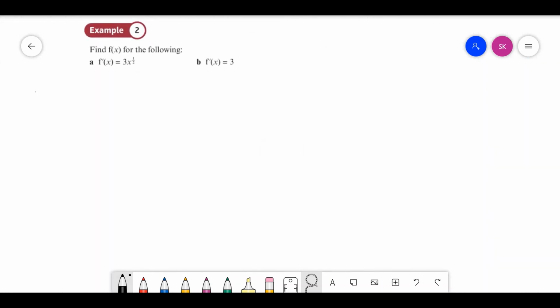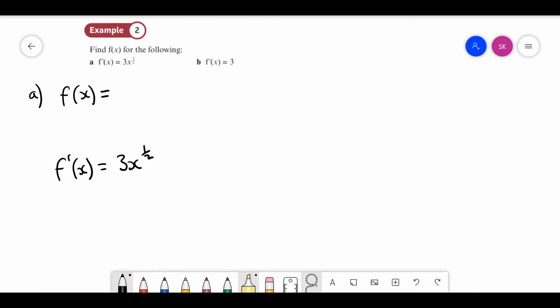So, part A, we're told f dash x equals this, so we're trying to find f of x. Look how I'm setting it out, always the same. You can pause the video and try and do this on your own now. In fact, have a go at doing that now. Press play when you're ready for me to show you how to do it.